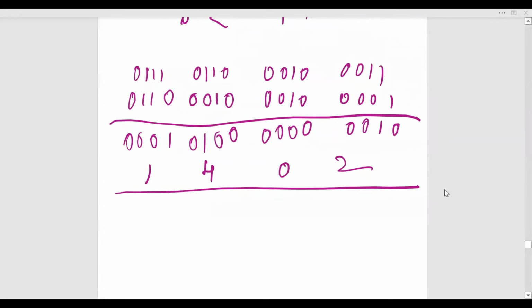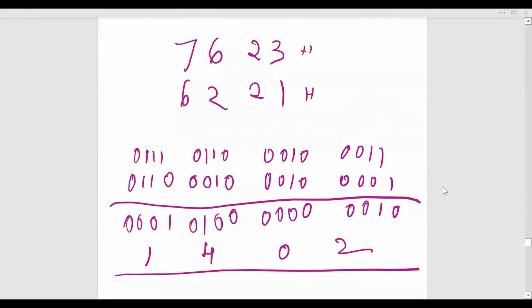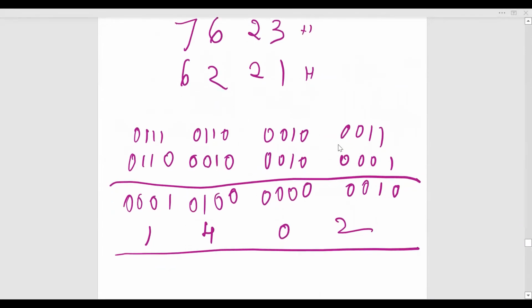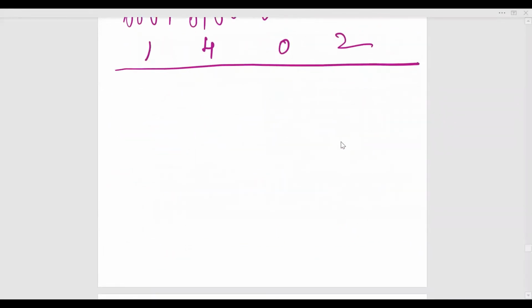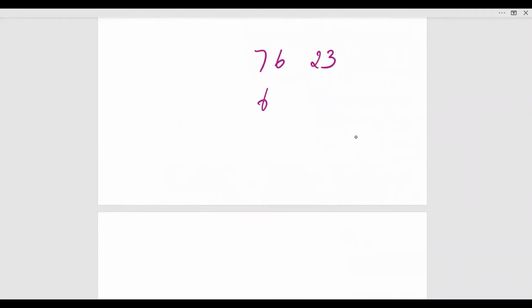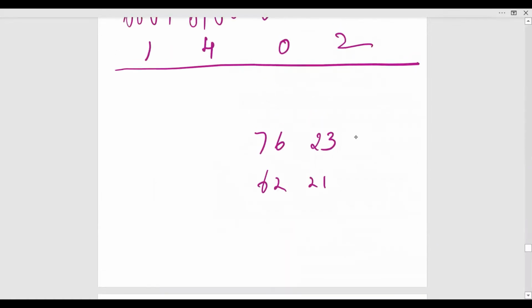Writing assembly language programming for the subtraction of two 16-bit numbers. First, we'll store the 16-bit numbers in the memory locations. So I'll take 7623, the first 16-bit number, and the second 16-bit number is 6221. Now, it will store the first 16-bit number in the memory location 8500 and 8501. Similarly, 8502 and 8503. So the first number is in the memory location 8500 and 8501. The second 16-bit number is in 8502 and 8503.